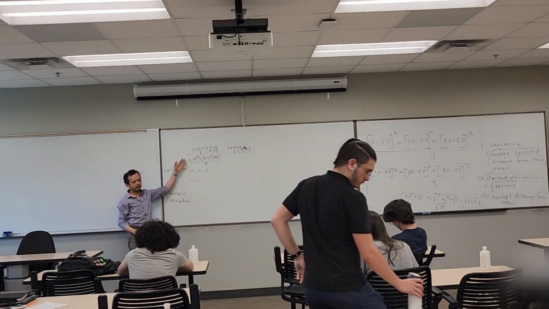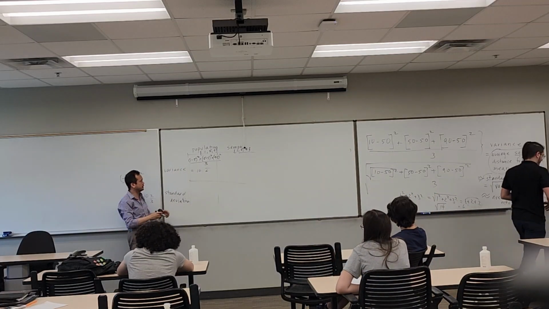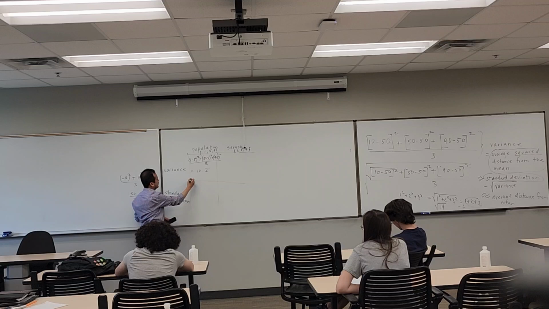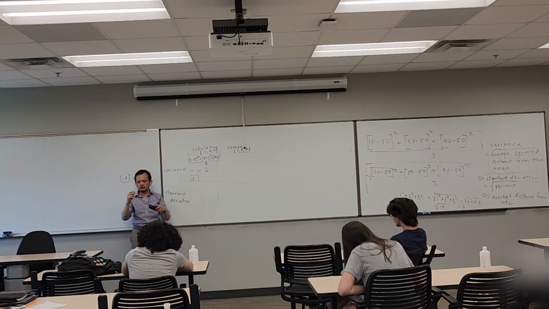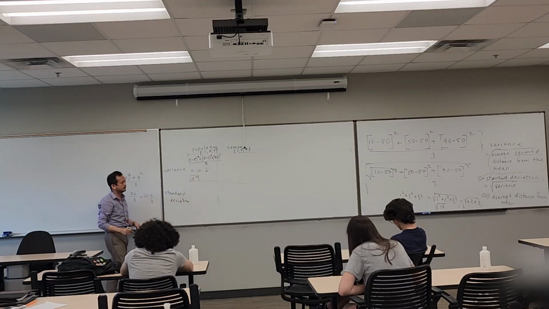But the population variance is going to have a mathematical symbol that's associated with it by convention. And that symbol is going to be this Greek letter sigma. It looks like an O with a hook on it. And so this will be sigma squared.